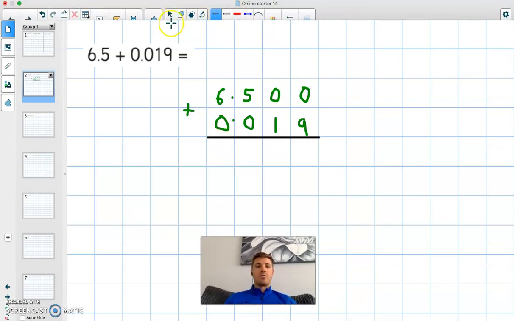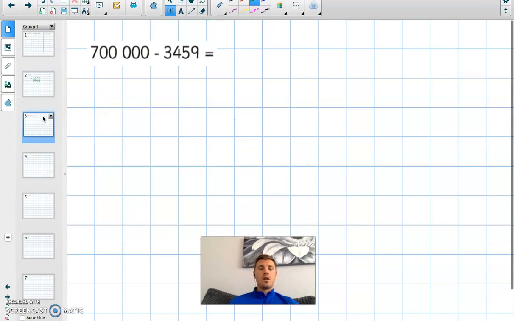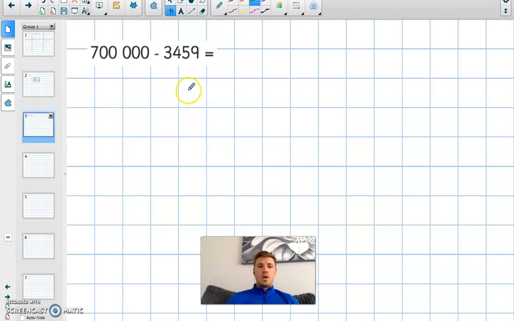We start adding from the right hand side, the smallest digit. So 0 plus 9 is 9, 0 plus 1 is 1, 6 plus 0, 5 plus 0 is 5, drop the dot all the way down, and 6 plus 0 is 6. You've got 6.519 as your answer.